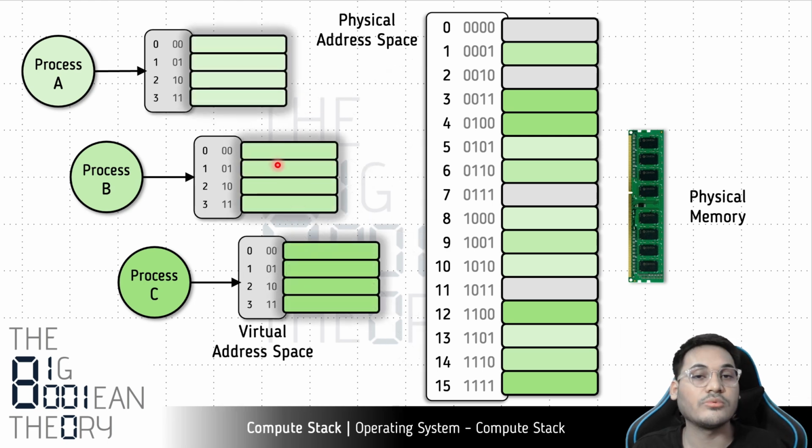So this is another benefit. As a programmer, you are given the illusion that the memory is always arranged continuously, although this might not be the case. You can see all the virtual address spaces are continuous, but the physical memory is totally scattered, right?